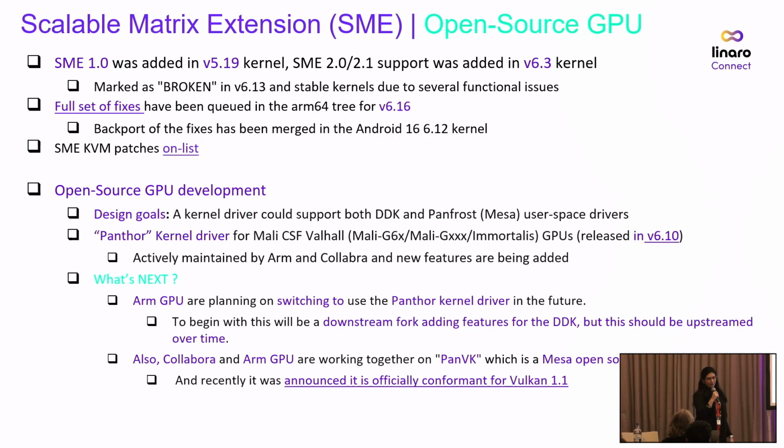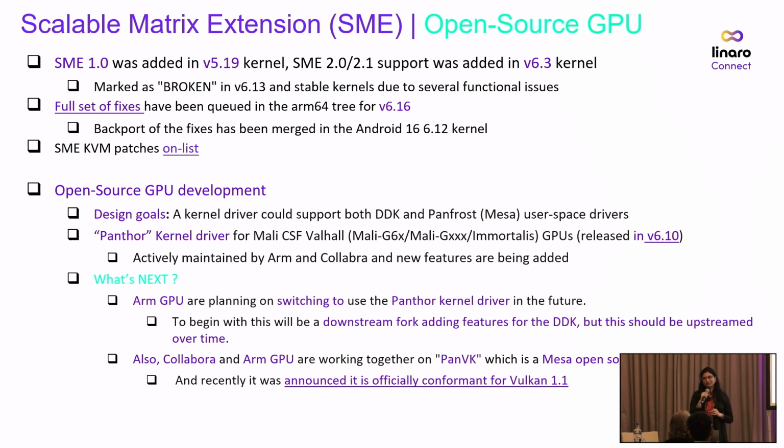And the last bit is around scalable matrix extension and a bit on the open source GPU. So I think when we talked about SME last time, everything minus KVM support was merged upstream in kernel 6.3. But over this year, we had some feedback from the maintainers. There were some bugs, and it was unanimously decided to disable SME temporarily in the upstream Linux, mark it as broken until we do our due diligence and find an exhaustive set of fixes to re-enable it upstream.